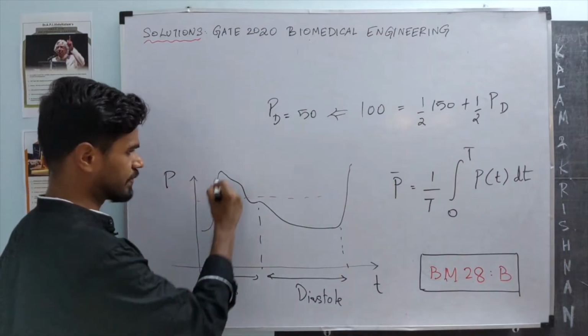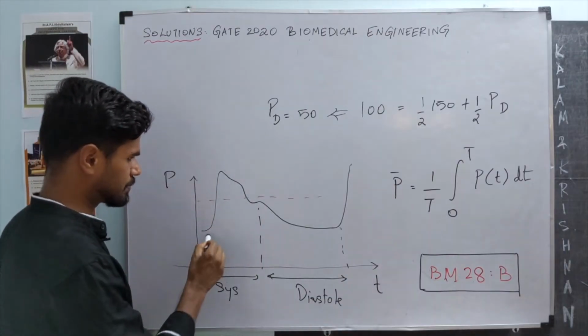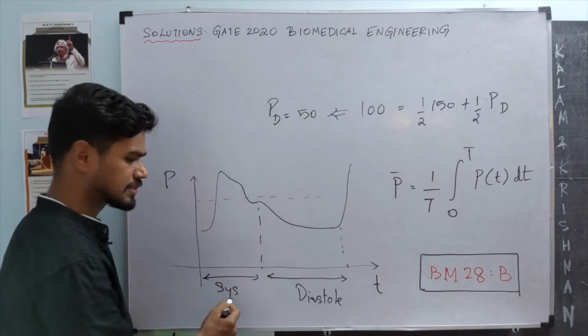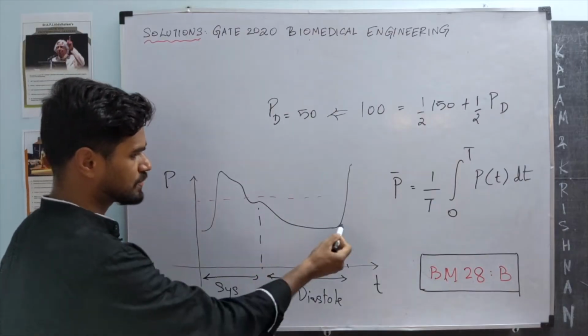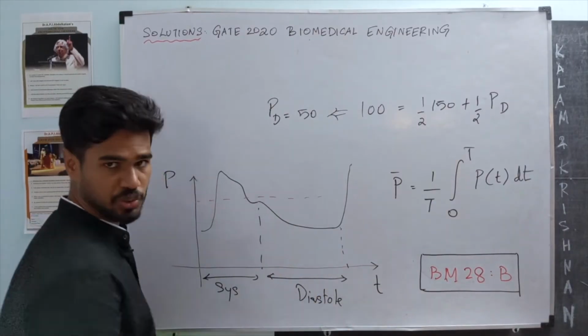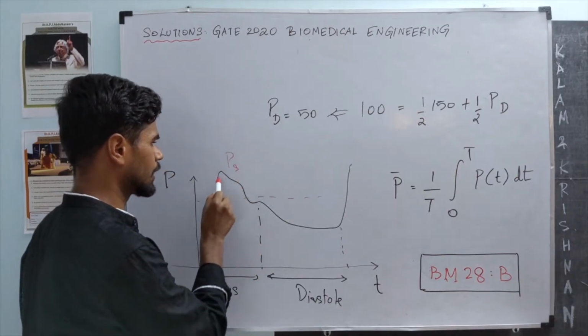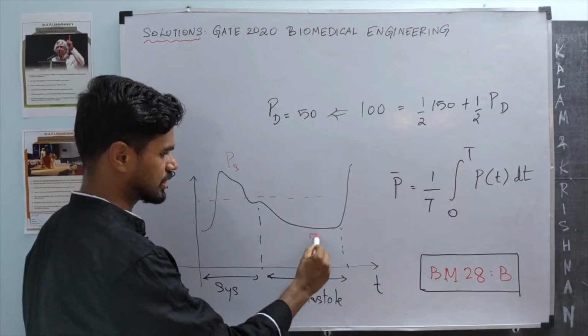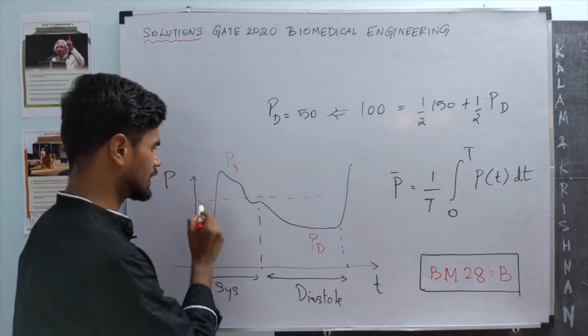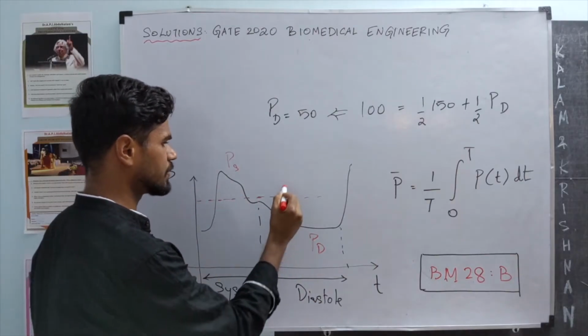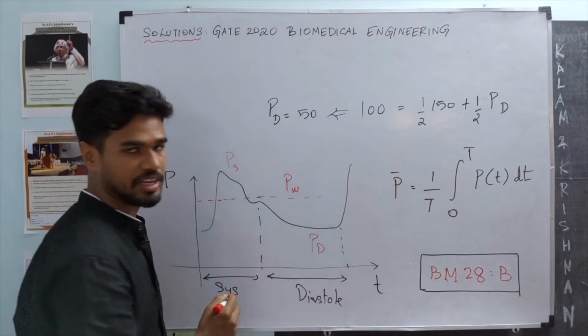So I have shown a pressure waveform here. Wherever the pressure rises is where the heart pumps. That's the systole. Wherever the pressure drops, that's where the heart fills. It's called the diastole. So the systolic pressure is somewhere over here, and diastolic pressure is somewhere over here. And the mean of this waveform is the mean arterial pressure.